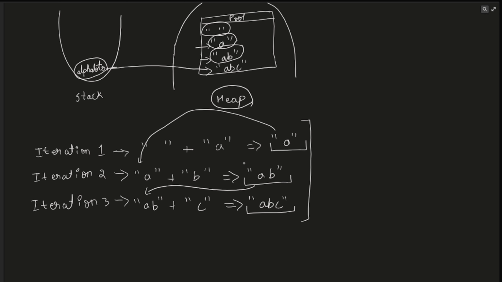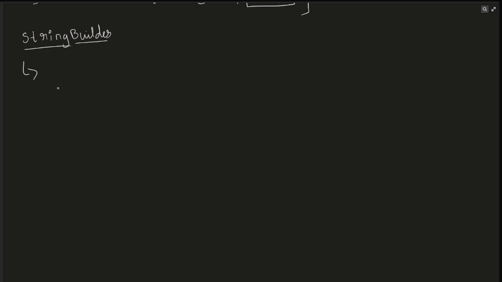A solution for this problem is, what is the problem here? For every iteration, it is creating a new object. That's our problem. For this problem, Java has a different class where we can append values to an existing string without creating a new object. That solution is called StringBuilder, where StringBuilder allows us to modify the string and it will not create a new object for each new string, hence the memory will be saved.